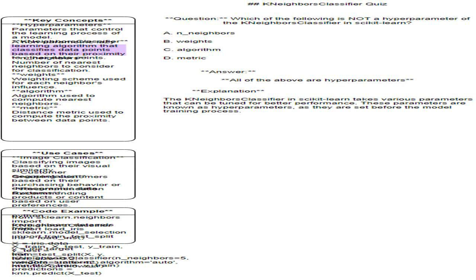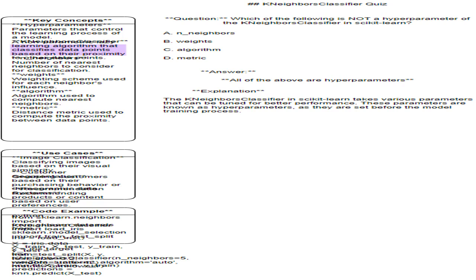Algorithm used to compute nearest neighbors. Ball tree and KD tree are efficient for high-dimensional data, while brute is simpler but may be less efficient. In image classification, where images have many features, a ball tree or KD tree algorithm can be used to speed up the search for nearest neighbors.